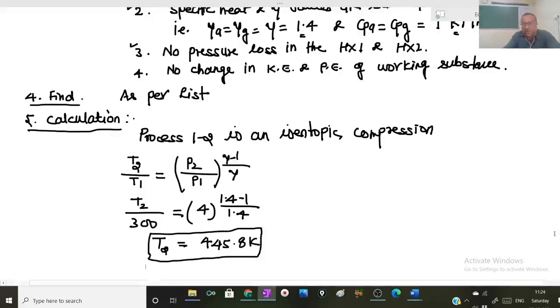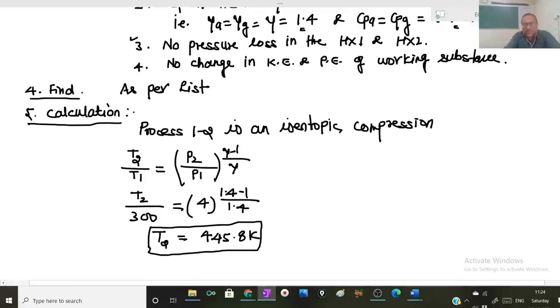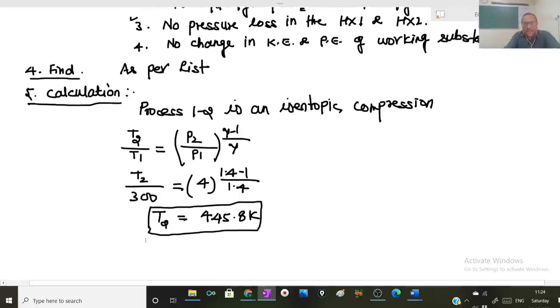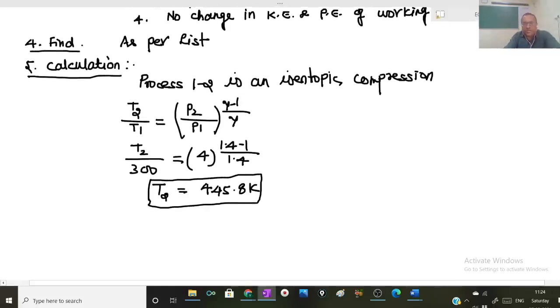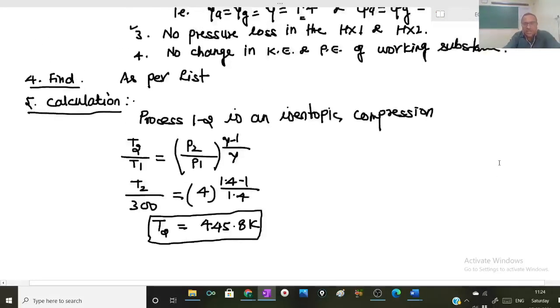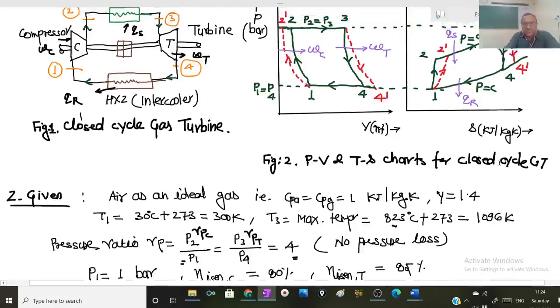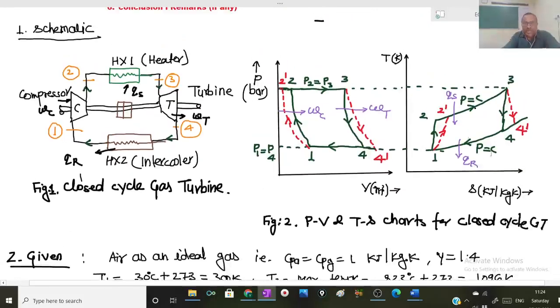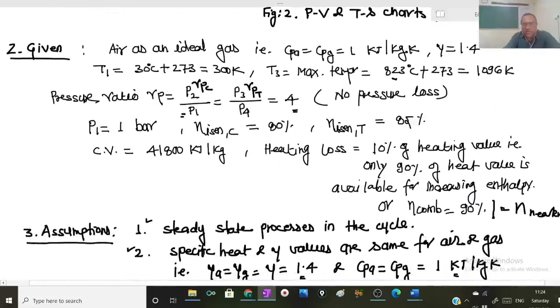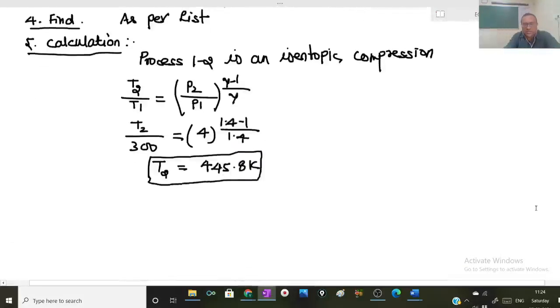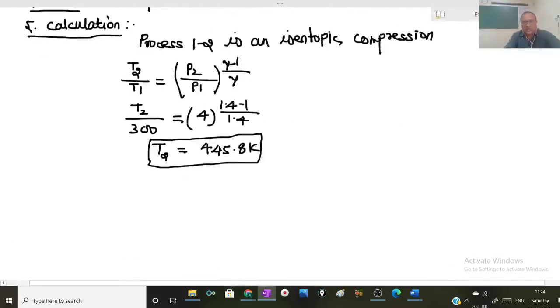Okay, you also calculate along with me. But T2 is not the required temperature. As you can see in the chart, the actual temperature we get is T2 dash, because we have an actual compression process. So my job is to get the value of T2 dash. Now how to get the value of T2 dash?